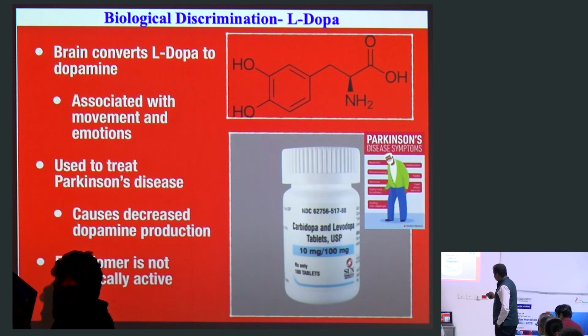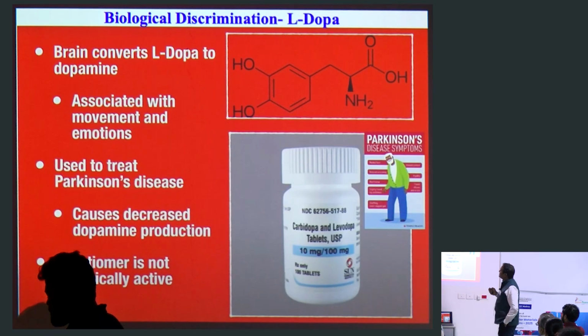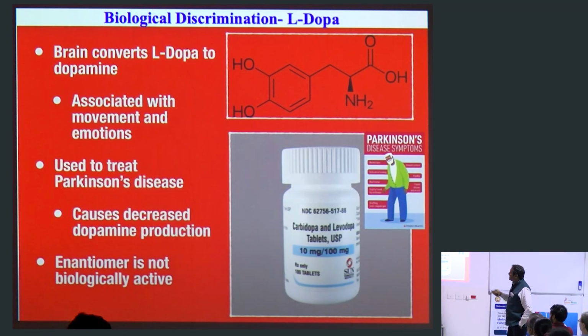L-DOPA, if you look, the S isomer is useful, while the other isomer is not much biologically active, but we have to dump it. So that's one of the problems. So there are challenges there to create a pure chiral molecule.